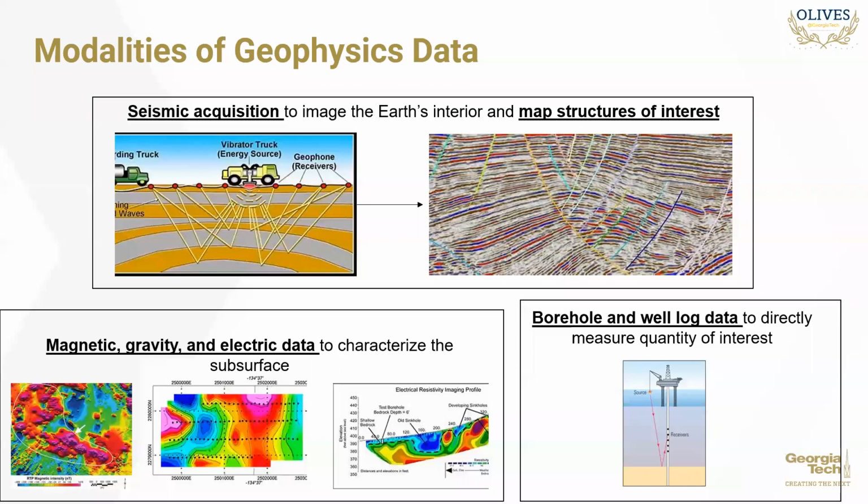can then use to map out various structures in the subsurface. We have magnetic data, gravity data, electrical resistivity data. All of them are used to understand different properties of the subsurface. And then we have borehole and well log data to directly measure the properties of interest in the subsurface. We have all of these different modalities of data that people commonly work with in geophysics problems.